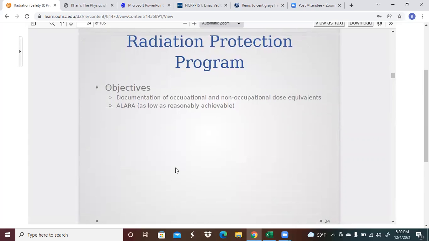So for radiation protection programs, the objectives are to document occupational and non-occupational dose equivalents, and to try to minimize them as low as reasonably achievable, or ALARA.